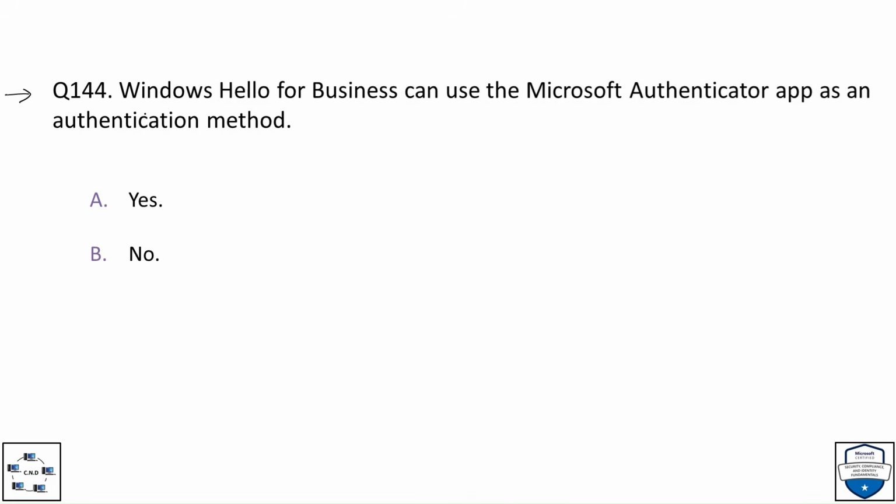Question number 144, Windows Hello for Business can use the Microsoft Authenticator app as an authentication method. And the options are whether this statement is correct or false. Option A, yes, and option B, no. And the correct option is no. So Windows Hello for Business cannot use the Microsoft Authenticator app as an authentication method.